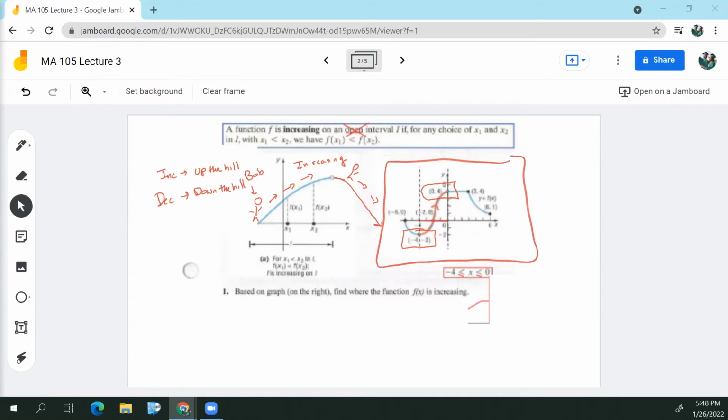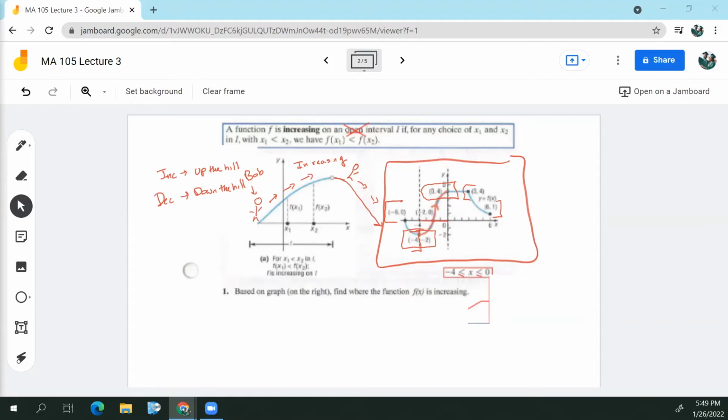Let me ask you this. Is it increasing anywhere else? No, because between, say, 3 and 6, my function is doing what? Increasing, decreasing, being constant, what is it doing? It's decreasing, right? From -6 to -4, my function is also doing what? Decreasing, it's going down. So that's the only place it's increasing.